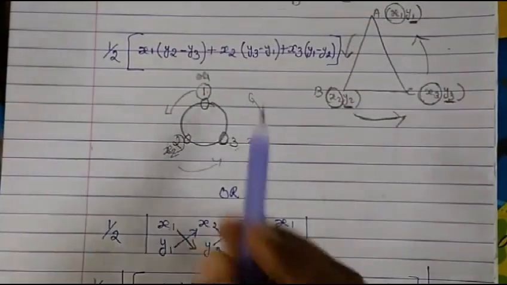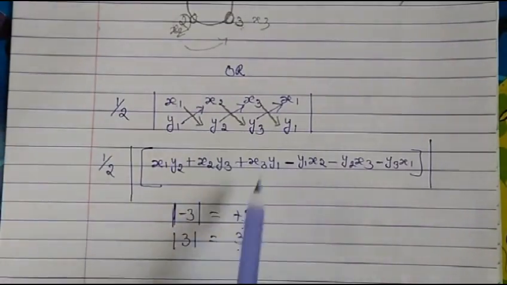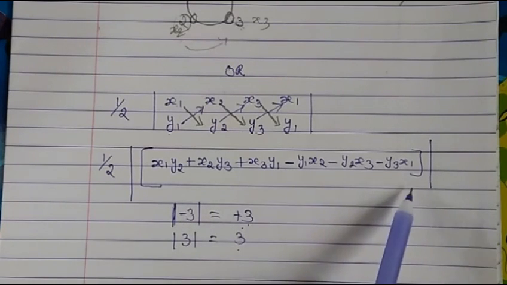So either this way you can remember the formula, or you can remember it the other way, how to write the formula. You just have to put the values and then simplify and get the answer.